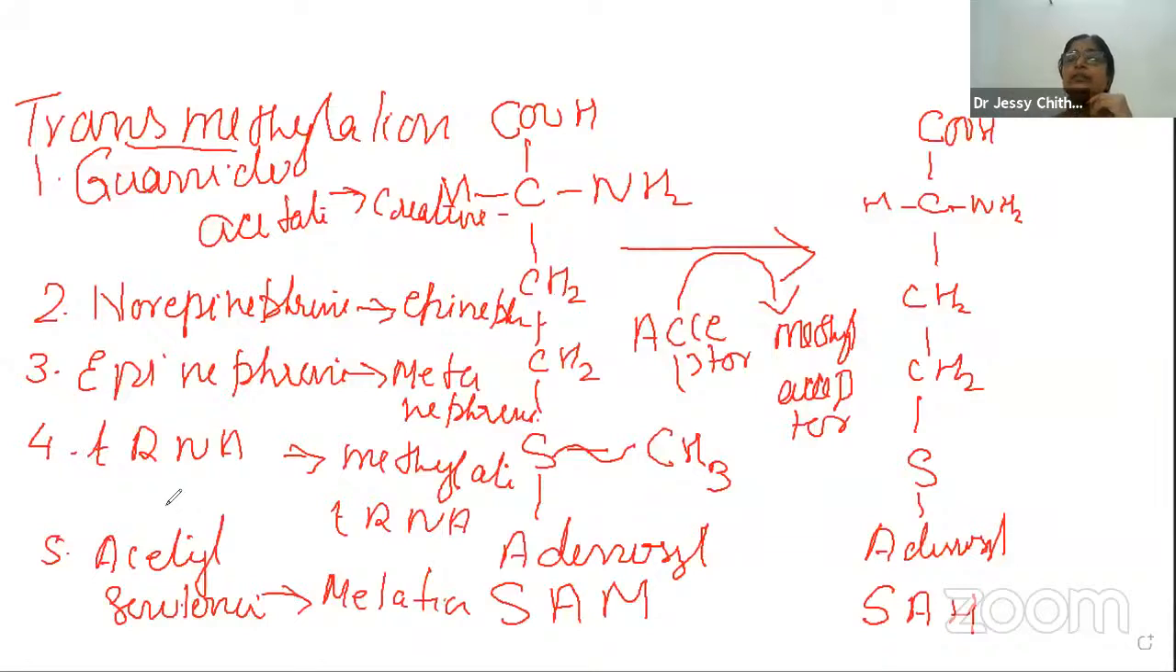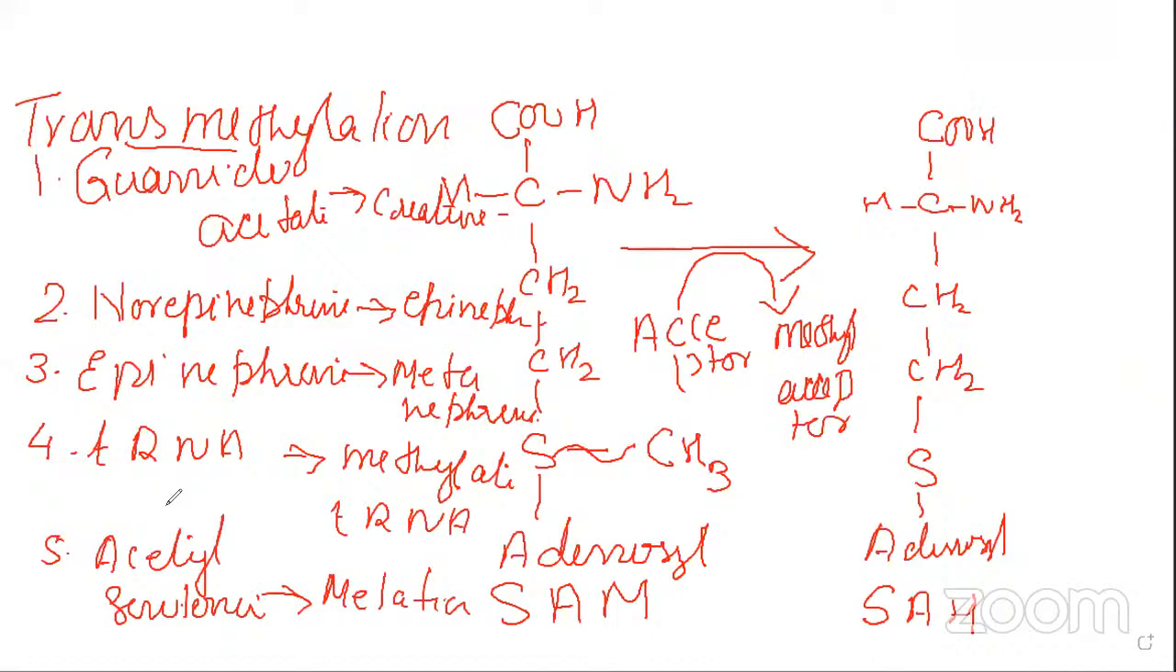So when transmethylation is asked as a short note, you have to say what a transmethylation reaction is. It is the reaction in which the methyl donor is S-adenosyl methionine, used for the synthesis of compounds like creatine, epinephrine, metanephrine, methylated tRNA, and melatonin. The enzyme is methyl transferase. When the methyl group is donated to a methyl acceptor, S-adenosyl methionine is converted to S-adenosyl homocysteine. Is it clear, students? Yes, please do respond.